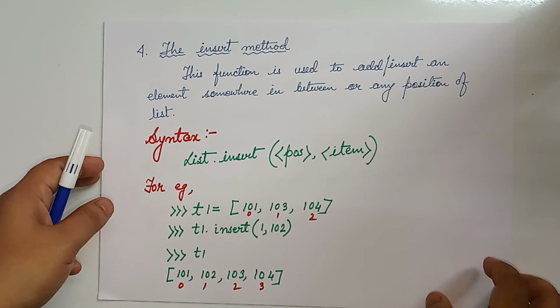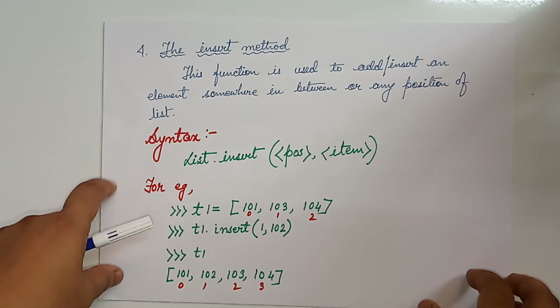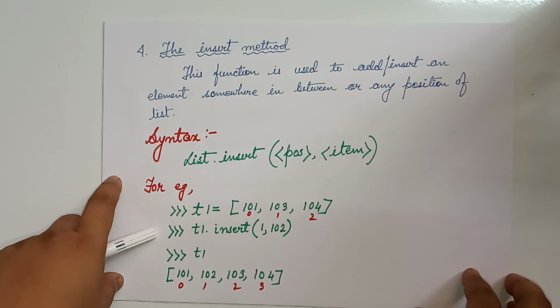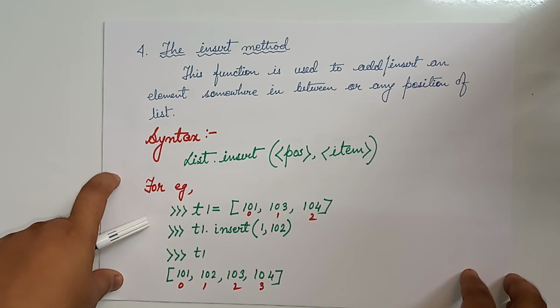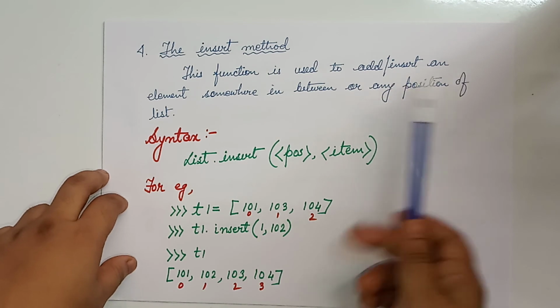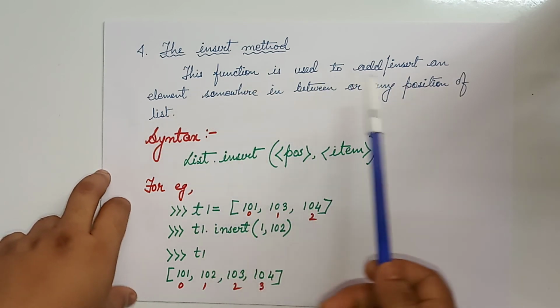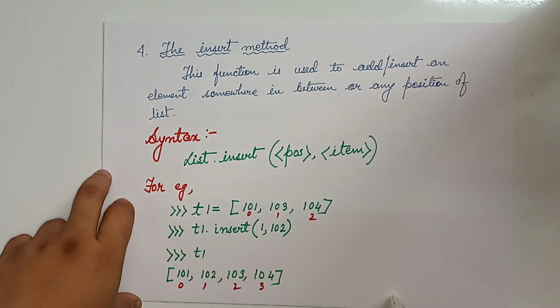Now let's talk about the insert method. We can add elements at the end of the list using the append or the extend method. But if we want to add an element at a desired location, in that case we have to use the insert method. This function is used to add or insert an element somewhere in between, or at any position of the list. Let us see the syntax: list.insert, position, and we have to mention the item.